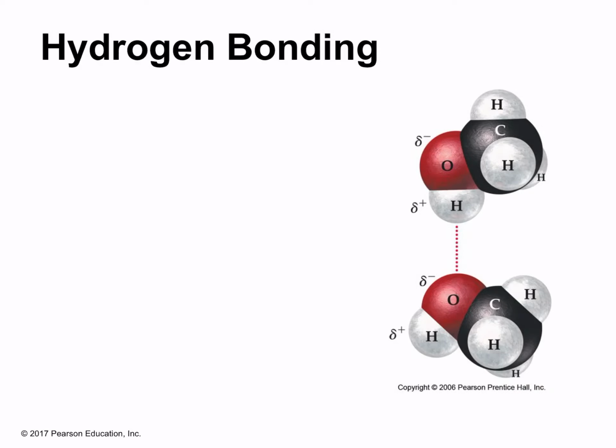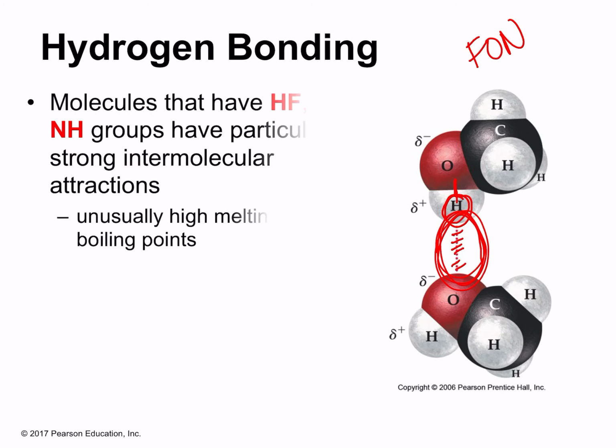So here's another one, right? This is a little bit more complex. This is a chemical called methanol. And we have a hydrogen here, which is bonded to a really electronegative atom, right? Again, we're looking for FON. So it's bonded to an oxygen and attracted to another really electronegative atom. So this attraction here, that is the hydrogen bond.